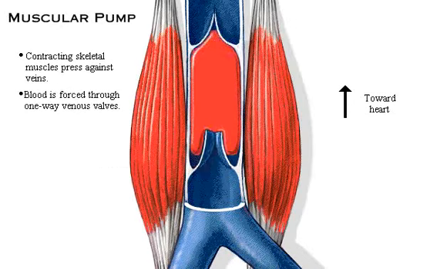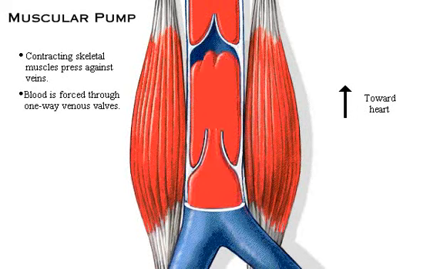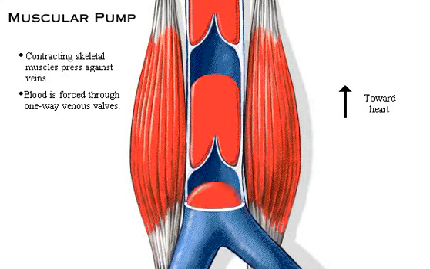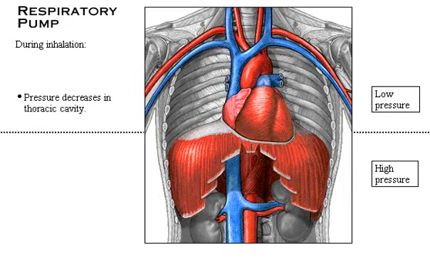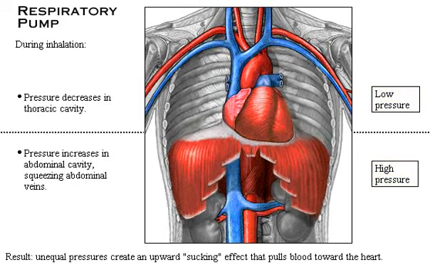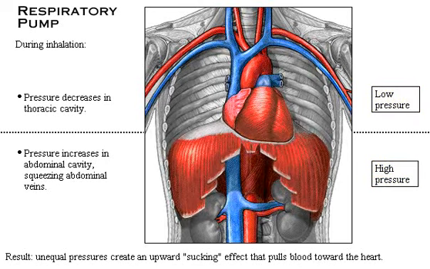In the muscular pump, contracting skeletal muscles press against veins, forcing blood toward the one-way valves. Pressure changes occurring in the ventral body cavity during breathing create the respiratory pump that sucks blood upward toward the heart. As we inhale, pressure in the thoracic cavity decreases. Meanwhile, pressure increases in the abdominal cavity, squeezing abdominal veins. These unequal pressures create an upward sucking effect that pulls blood toward the heart.